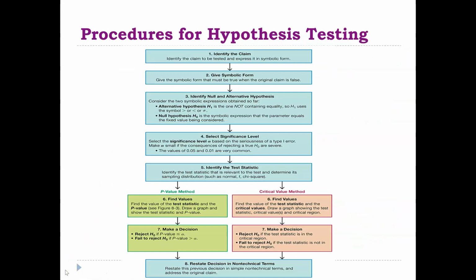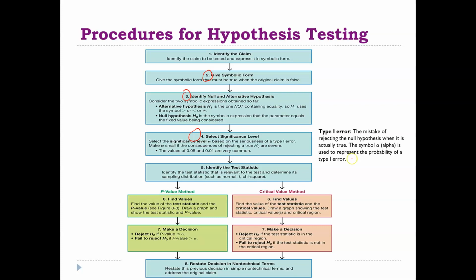To make it easier and more structured, we'll follow these steps of hypothesis testing. Step 1. Identify the claim. Step 2. Write the claim in symbolic form. Step 3. Identify the null and alternative hypotheses. That's what we just did. Step 4. Choose the significance level based on the seriousness of a type 1 error. A type 1 error is the mistake of rejecting the null hypothesis when it is actually true.